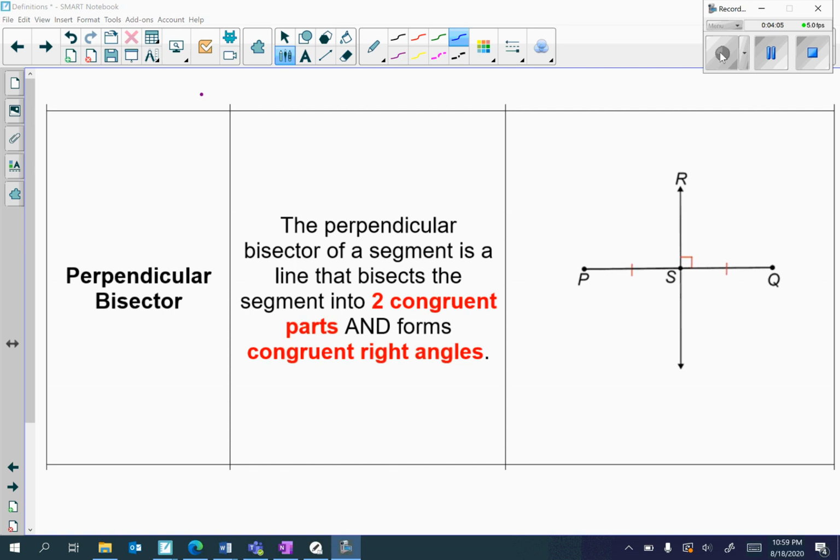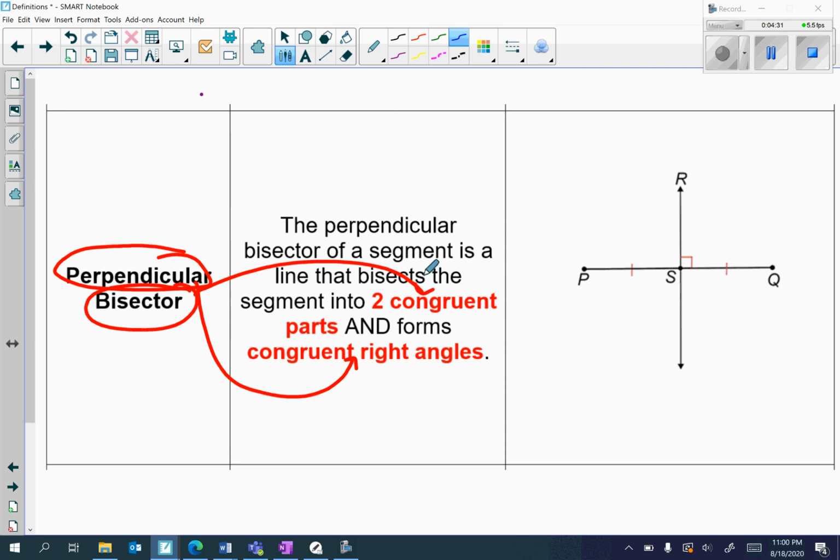Next, we have a perpendicular bisector. The perpendicular bisector of a segment is a line that bisects the segment into two congruent parts and forms congruent right angles. So essentially, a perpendicular bisector has two definitions in one. Perpendicular, which means we create 90-degree angles, and the word bisector, which creates two congruent parts.